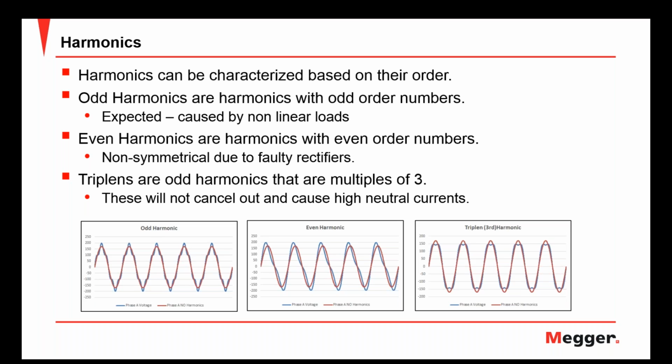You also have triplens, which are odd harmonics that are multiples of 3. These have a property that they don't cancel out. Now, different harmonics have different frequencies, and as you add up frequencies, they will tend to cancel. Triplens don't cancel. Their peaks line up, so they add together. So as you get these triplen harmonics, 3, 9, 15, they'll add up on the neutral line and create high neutral currents. Okay, so this is one way we can categorize harmonics.